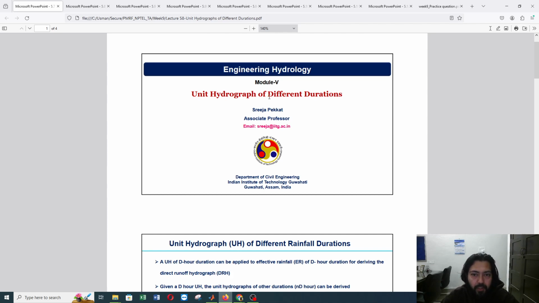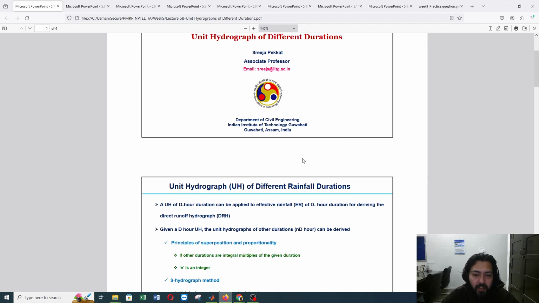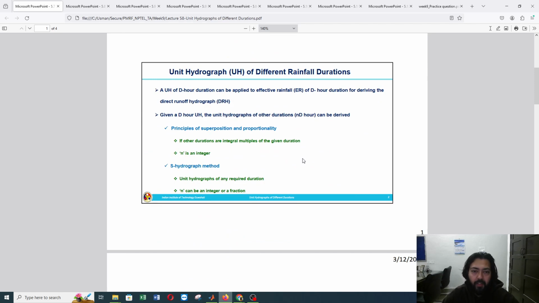Firstly, we looked into unit hydrograph based on different durations, right? We talked about two different ways that we can derive the unit hydrograph of Dr duration. First was by using principle of superposition and proportionality, and another was by using the S hydrograph method. So how can we do it by both? Firstly, by applying the principle of superposition, we take a lag of n hours, and then we take the sum of each lagged hydrograph with the Dr unit hydrograph, and it will give us n times the Dr unit hydrograph.